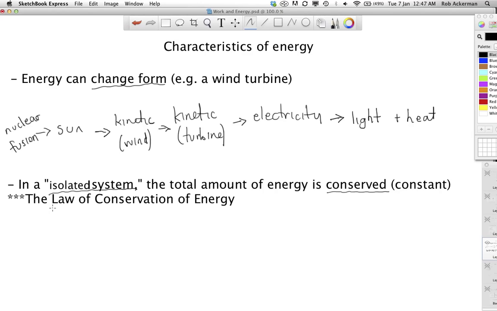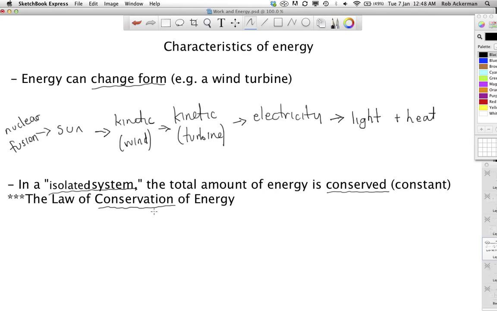This is, of course, known as the law of conservation of energy, which I'm sure you've heard of in your studies in the past. By the way, just so you know, the conservation here doesn't mean conservation in the sense that we turn out our lights to conserve energy, or we don't turn on our air conditioner in the summer in order to conserve energy.